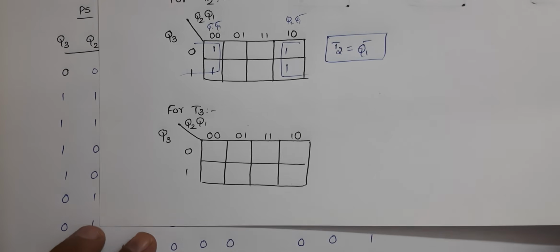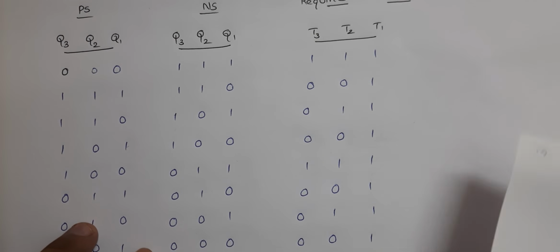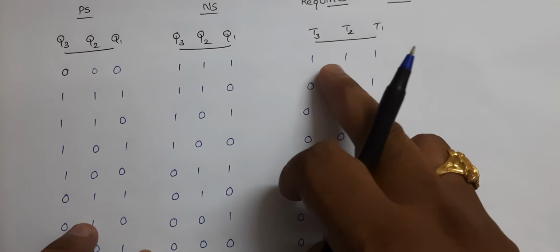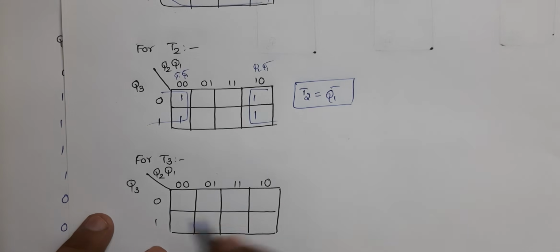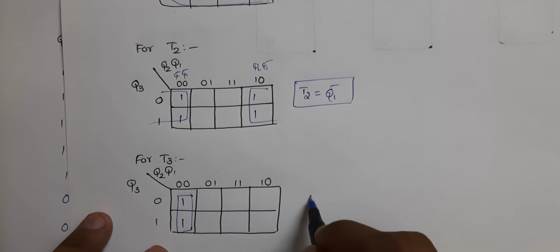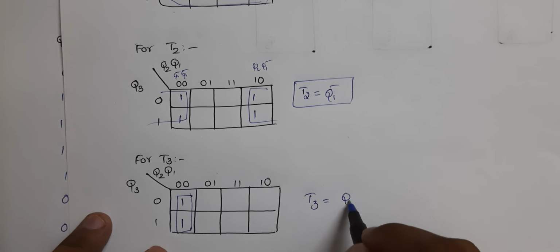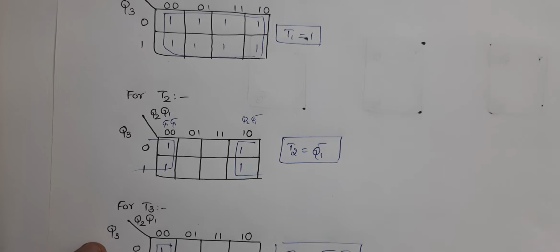Similarly for T3, let us see T3. Again by considering the T3 column, we consider only the ones. Here only two ones are there. What are the combinations? On 0, 0, 0, T3 is 1, and on 1, 0, 0 it is 1. The rest of all cells are 0. We are considering only min terms, that's why I am not representing all cells with zeros. Again these two cells are paired, and the expression for T3 is Q2 bar Q1 bar.